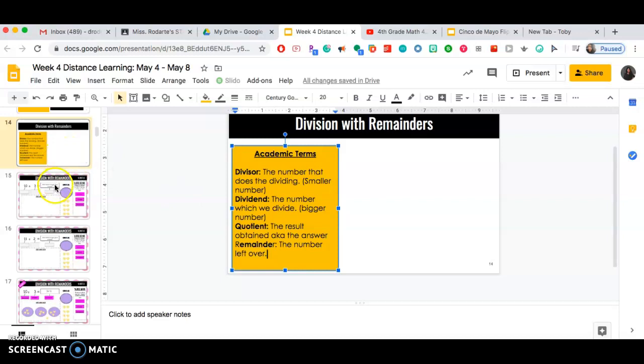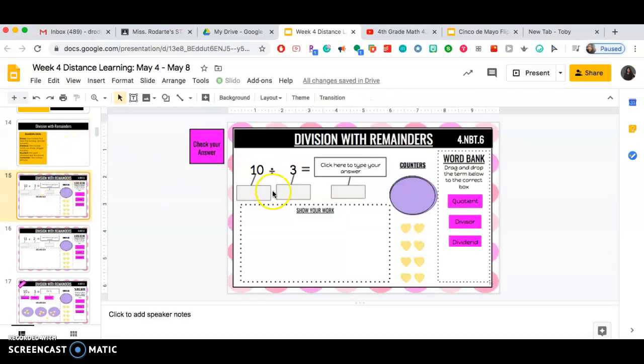So back to our problem. This is what your problem is going to look like. I'm going to complete one for you so you can see how to use these slides. There's something cool that I added to these slides, which is virtual counters. So you actually can use these counters to show your work. So before you start showing your work, we have this problem 10 divided by 3, and we have these boxes below, and these boxes are for you to place the correct terms underneath it. So we have quotient, divisor, and dividend.